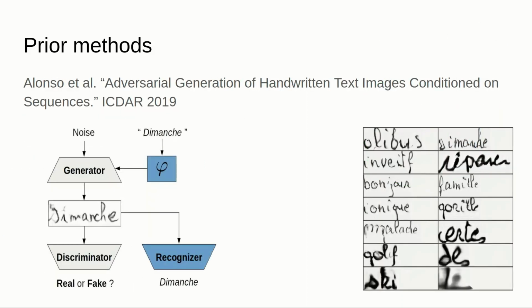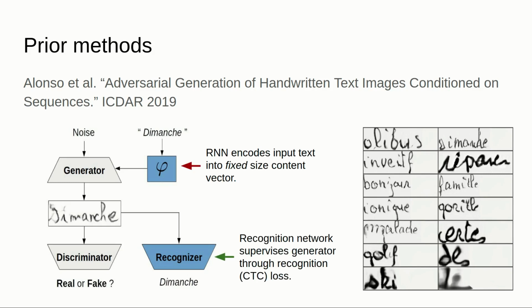Alonso et al. presented at ICDAR 2019 the paper Adversarial Generation of Handwritten Text Images Conditioned on Sequences. This lays the foundation for later works, including our own. They use a GAN framework, with a discriminator providing an adversarial loss to encourage realistic-looking images. The desired text is embedded by an RNN into a fixed-sized content vector. To ensure generated images are legible, a handwriting recognition network is run on the generated image, and the recognition loss flows back to supervise the generator. Their method can only produce fixed-sized output images.